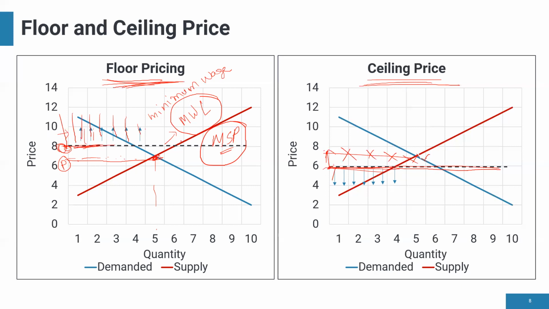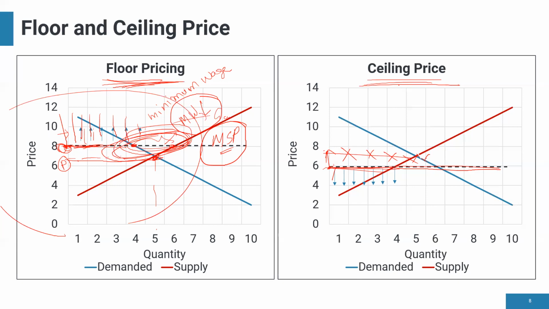Another thing I forgot: in floor pricing, what happens? If you set a higher price, there is also higher production, and this is the demand from the domestic market. So whatever this excess amount is, that will be purchased by the government. This amount will be purchased by the government. So that's what is done. This is the difference between floor pricing and ceiling pricing.